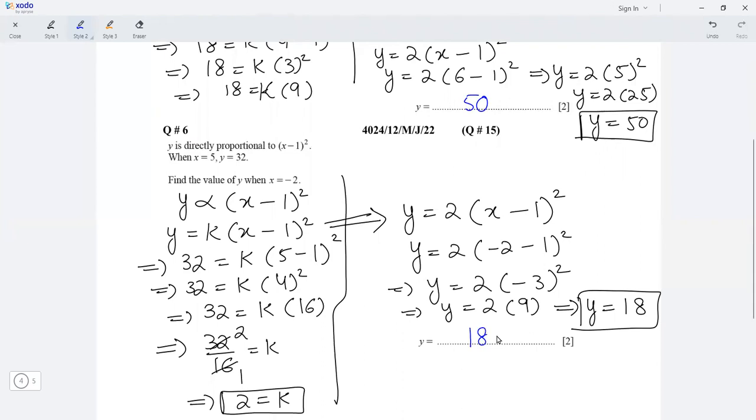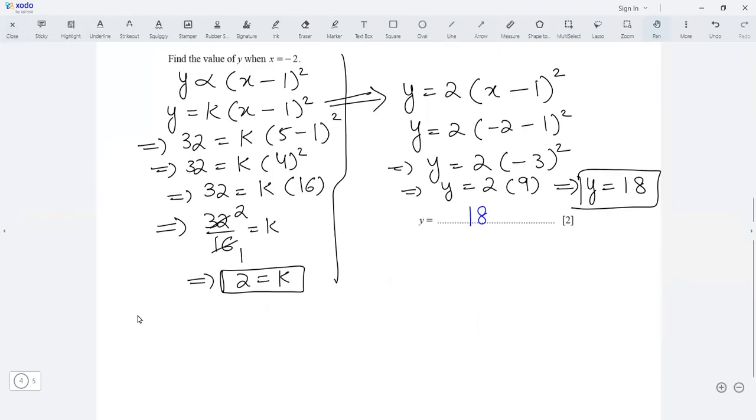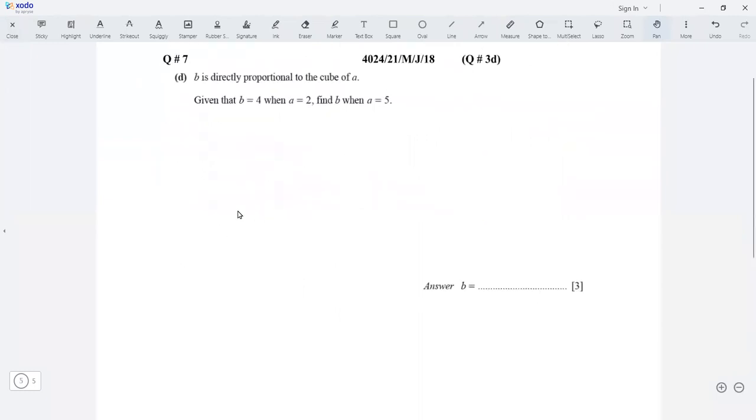It's all from question number 6. Hope all of you understand. If you have any queries in any of the steps, do let me know in the chat box. So moving towards the last question of this specific topic, direct proportion.